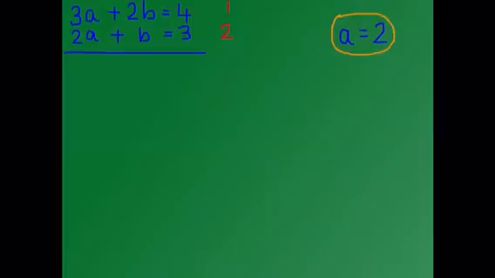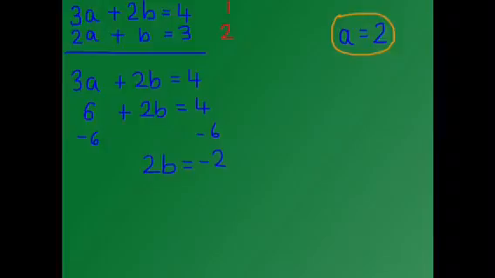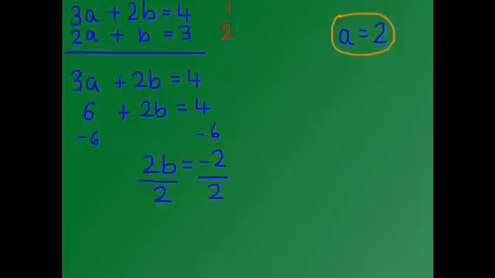We can substitute this value of a into one of the equations to find out what b is. So I'm going to use equation number 1. So we've got 3a plus 2b equals 4. A is 2, so 3 times 2 is 6, plus 2b equals 4. We're going to subtract 6 from both sides, and we're left with 2b equals minus 2. We're going to divide both sides by 2 to get b on its own, which gives us b as minus 1.